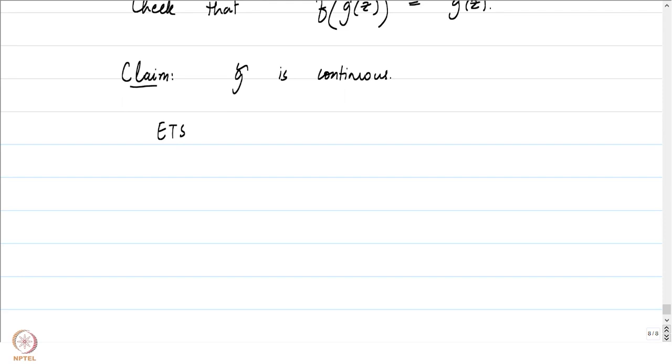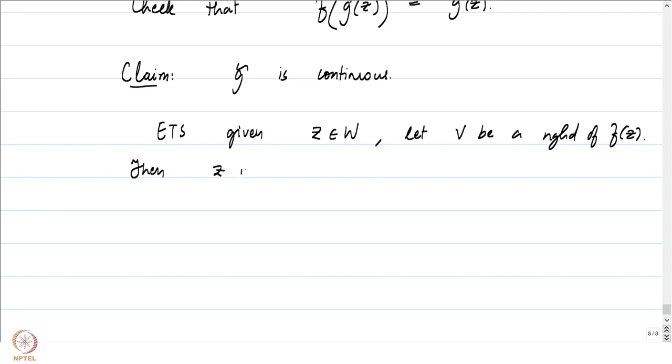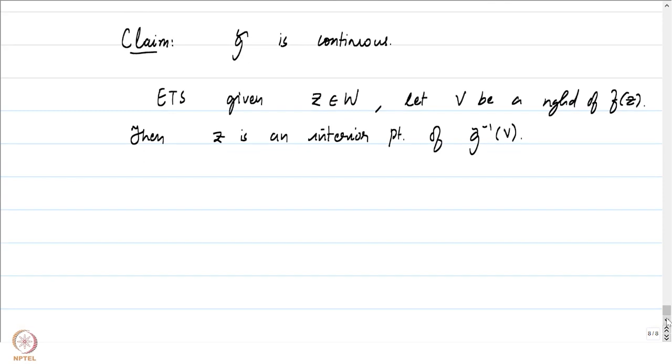Enough to show that given a point, say z in W, let V be a neighborhood of g tilde of z. Then z is an interior point of g tilde inverse of V. If we show this, we would have established that our map g tilde is a continuous map. So, you should sit down and think about it. This is precisely what is needed to be shown. And let's give a proof of this particular claim.